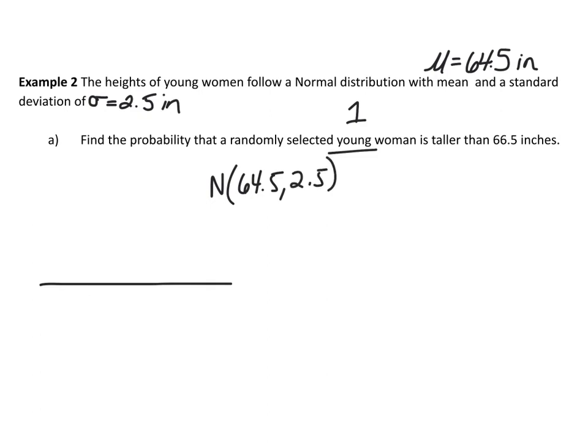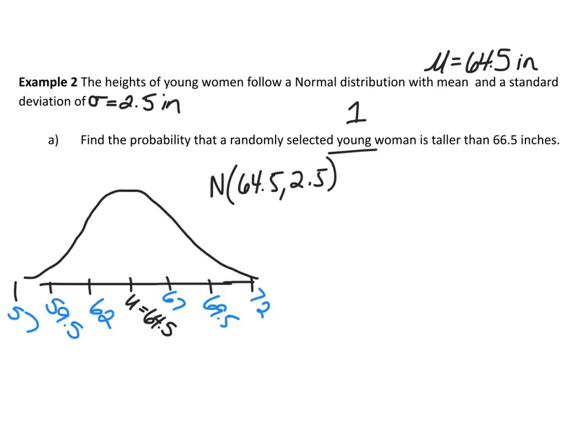2.5, so sketch it. I sketched my normal model, and what it's asking us is, what is the probability, within our population, of taking one young woman who has a height greater than 66.5. So I'm going to label this 66.5, about right here, and I'm going to shade this in to find this probability.